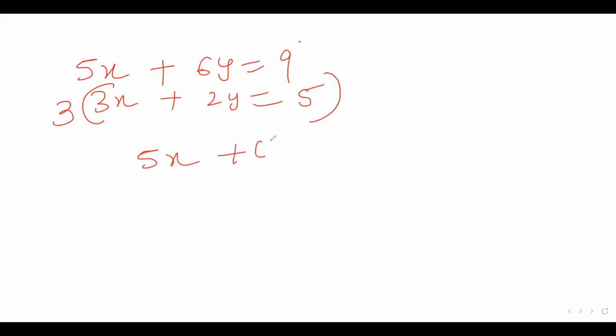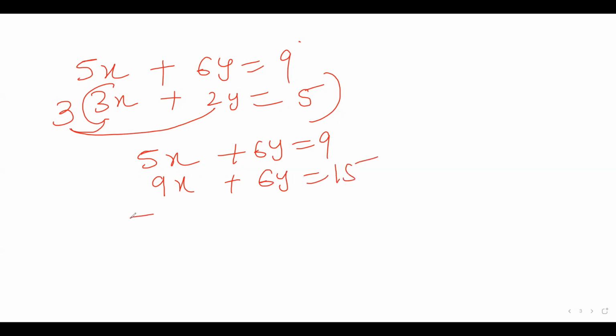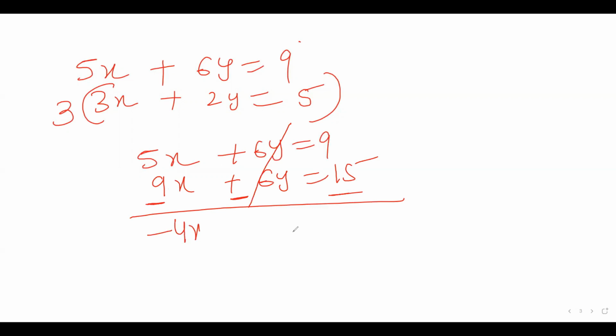So 5x plus 6y is equal to 9. 3 3s are 9x, 3 2s are 6y, 3 5s are 15. Now change the signs. Minus, signs change. These two will get cancelled. On subtracting, I will get minus 4x. Here on subtracting, I will get minus 6. Minus will get cancelled. x is equal to 6 by 4.